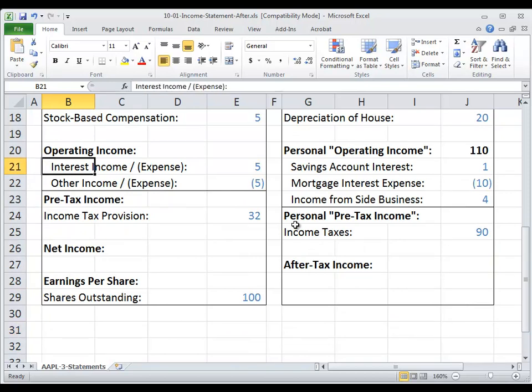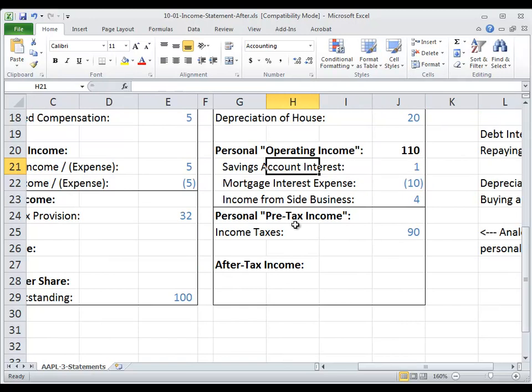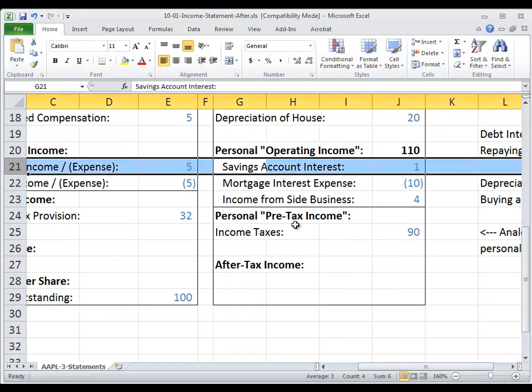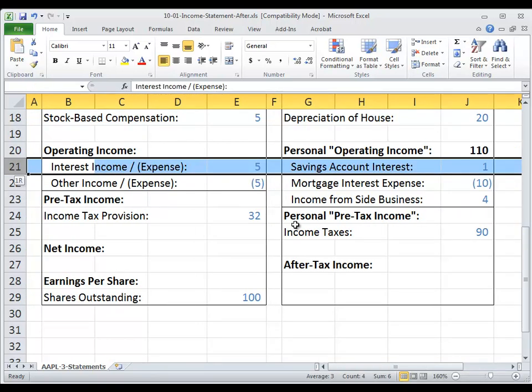Examples on a personal level might be savings account interest. So maybe, for example, you have a lot of savings in an ING Direct account or another type of savings account at your bank and you're earning interest on that. That's what would show up after you list your core business operating income, for both an individual and for a company. Why does it show up here on the income statement?